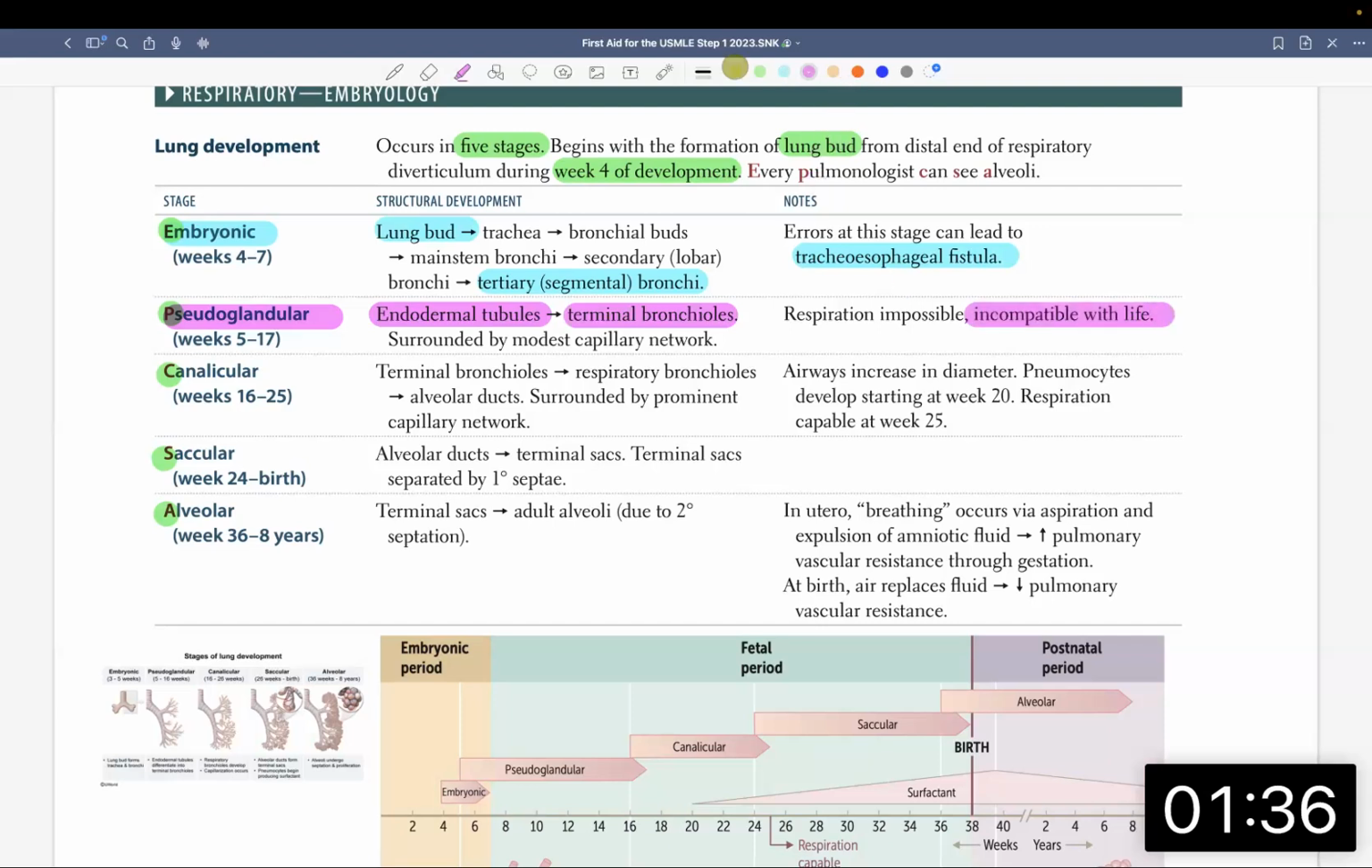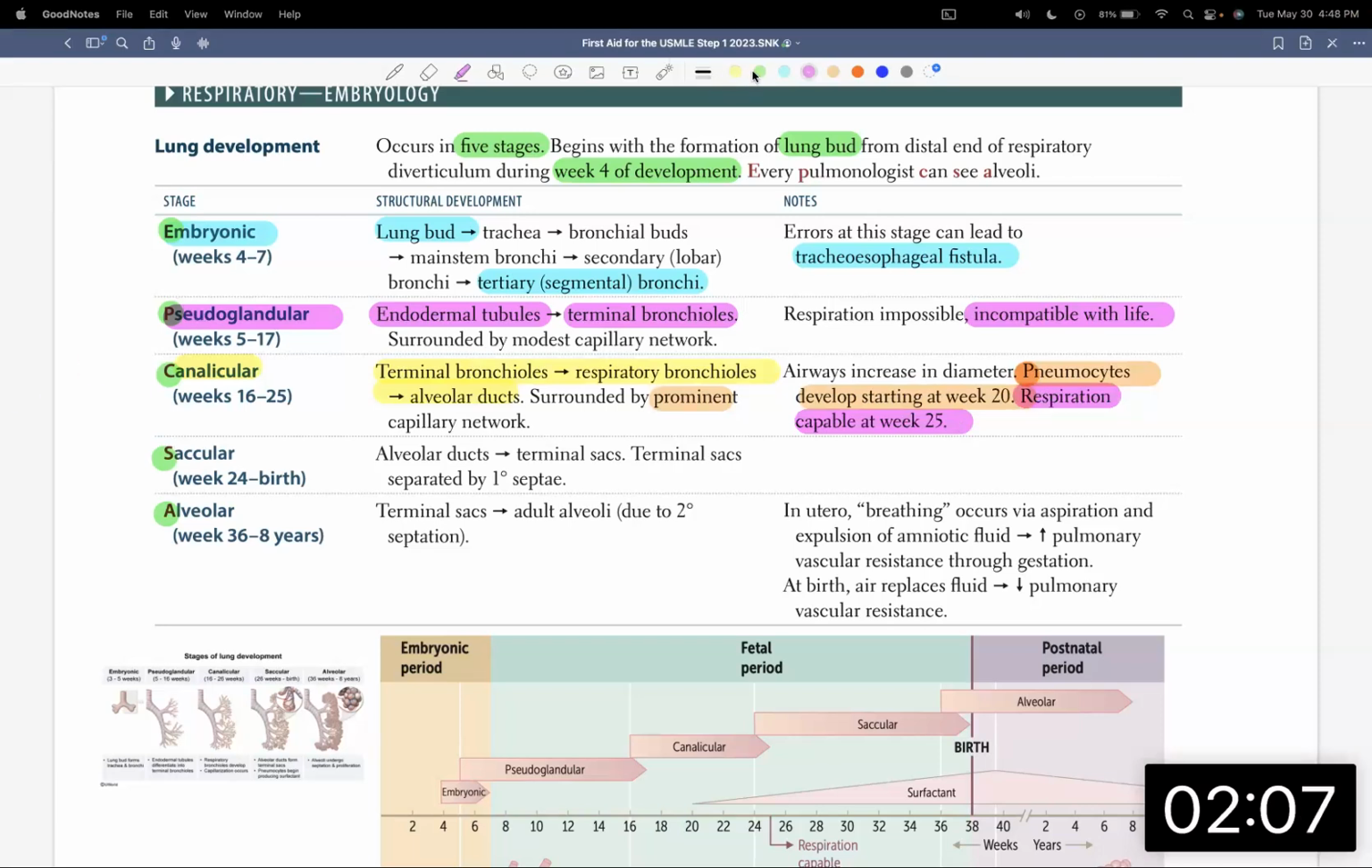Next, we have the canalicular phase. Here, terminal bronchioles are now differentiated into respiratory bronchioles and alveolar ducts, surrounded by a prominent capillary network. Airways increase in diameter. Pneumocytes, I think this is high yield, develop starting at week 20. Respiration is capable at week 25.